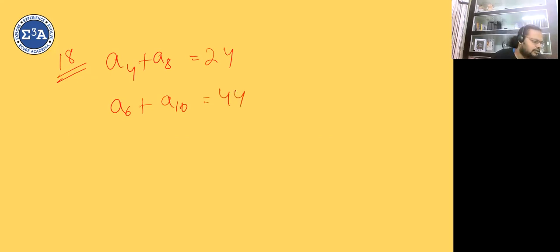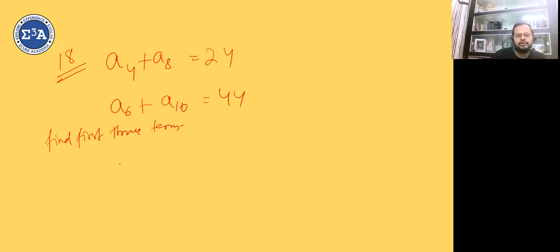Question number 18. The sum of the fourth and the eighth terms of an AP is 24, and the sum of the sixth and the 10th terms of the same AP is 44. Find the first three terms of the AP. You have to find the first three terms of the AP.